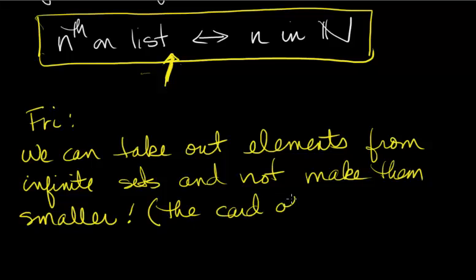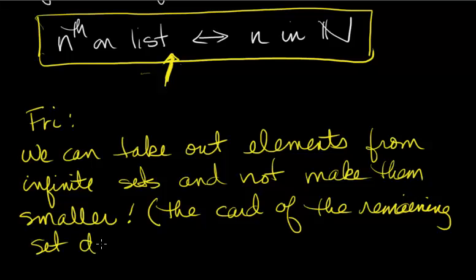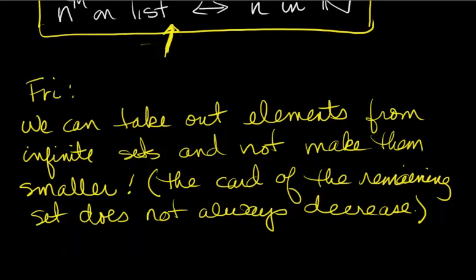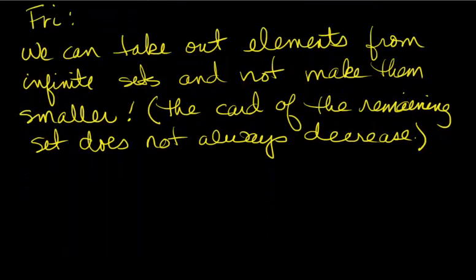The cardinality of the remaining set does not always decrease. Of course it does in a finite set. If you have a set of 25 things and you take out 3, the cardinality becomes 22. That's just our natural logic. We know that. But in infinite sets, that's not necessarily true. And the handout that I gave you gave some examples. Let me just give one or two.